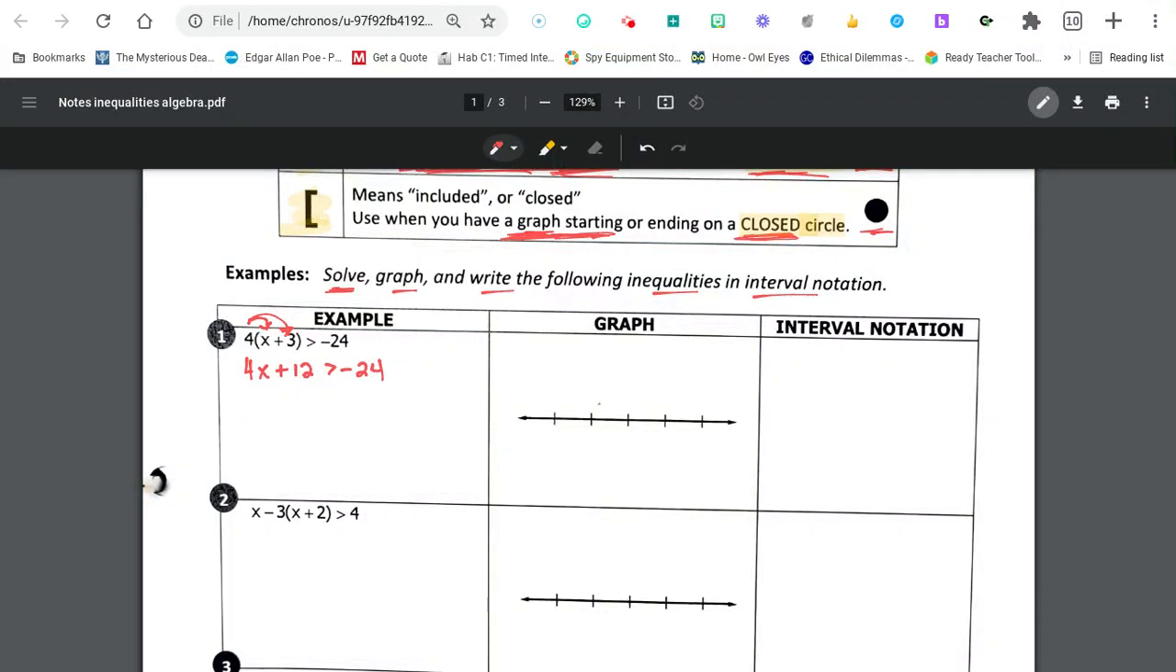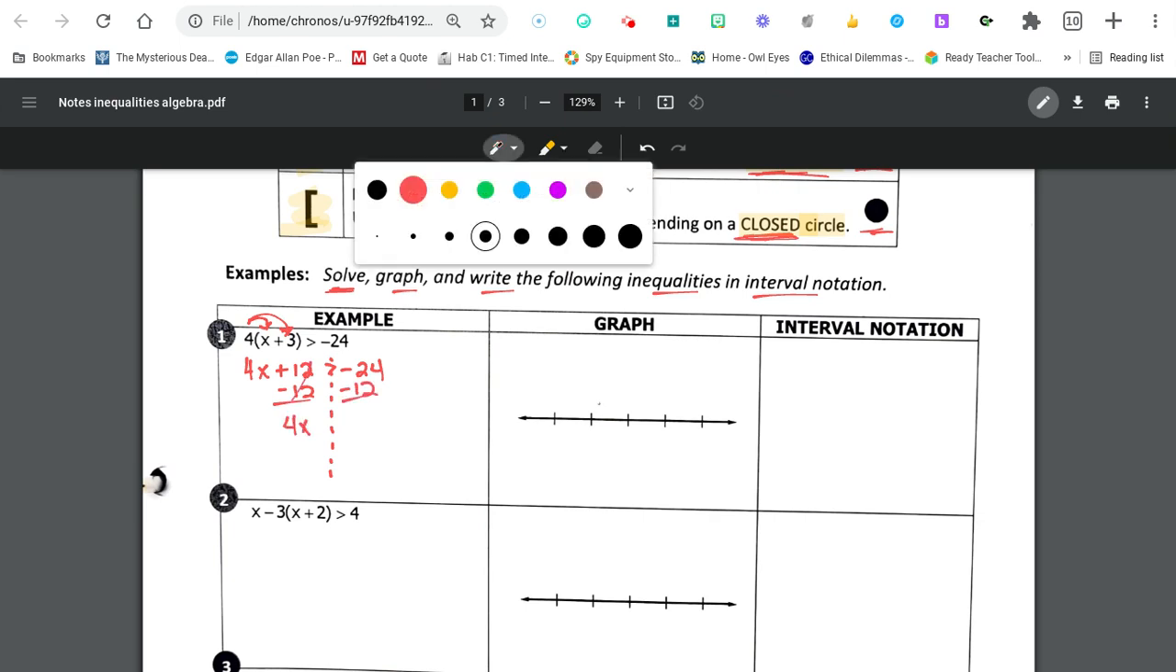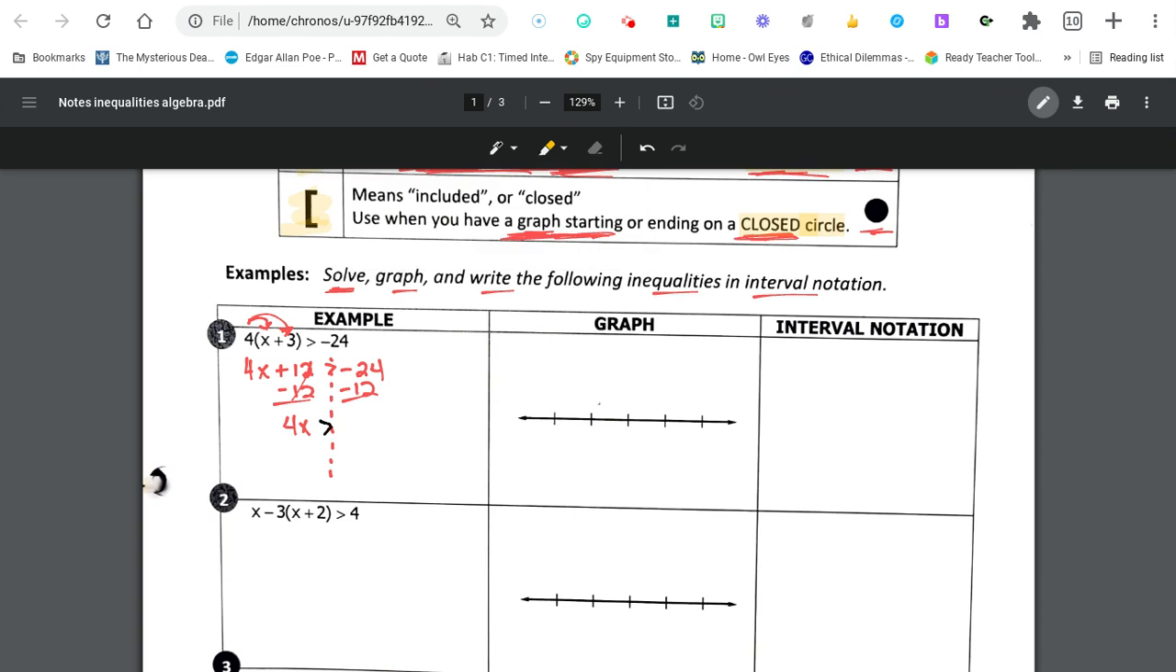And we did these last year. All right, I'm going to draw my line. So I get rid of the plus 12 first by changing the sign. So I end up with 4x greater than negative 36. Divide both sides by 4, and I'm dividing by a positive, so I'm not going to be flipping the symbol. You only flip the symbol if you divide or multiply by a negative. So here I have x greater than -9.